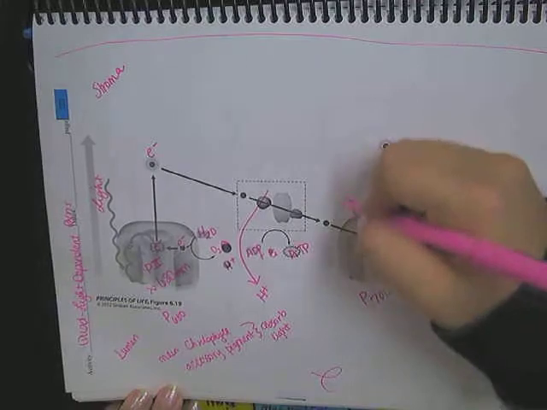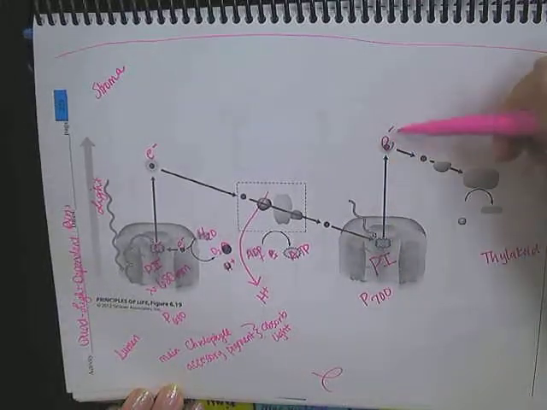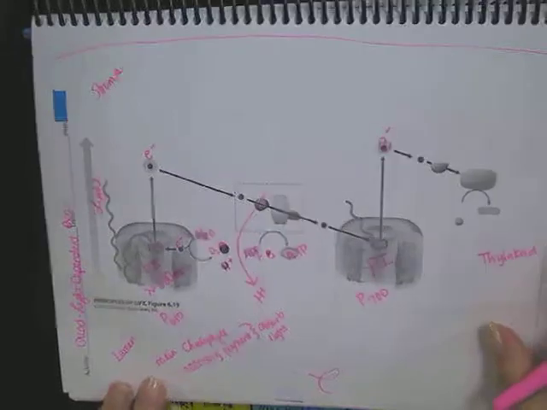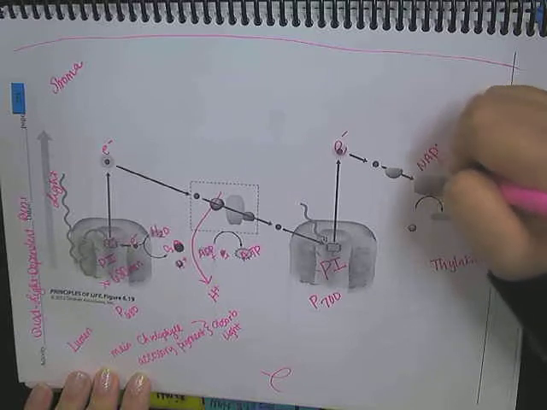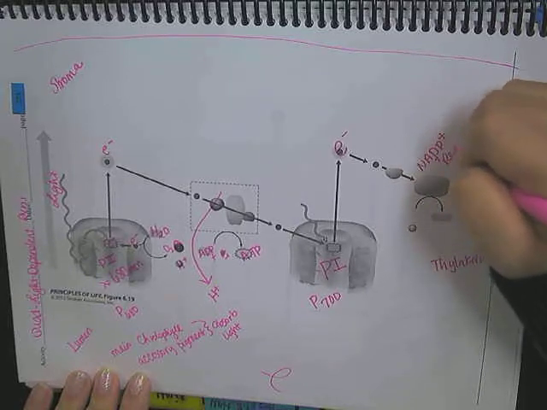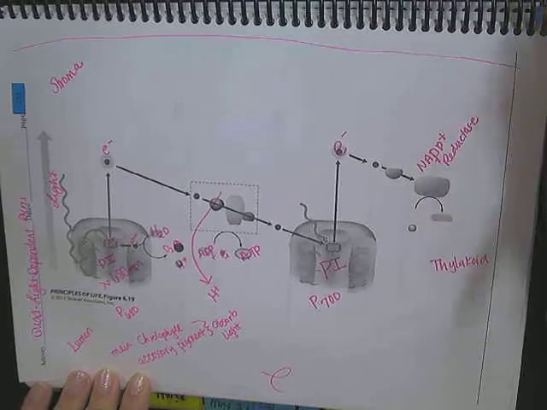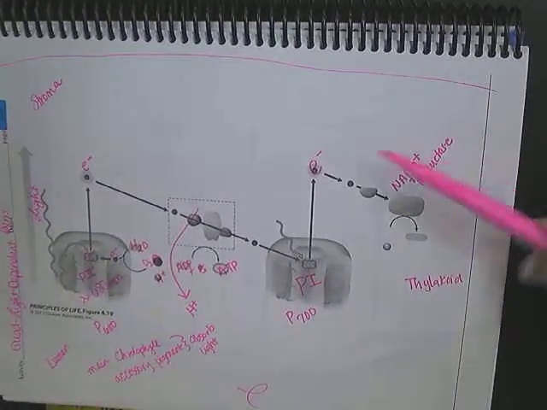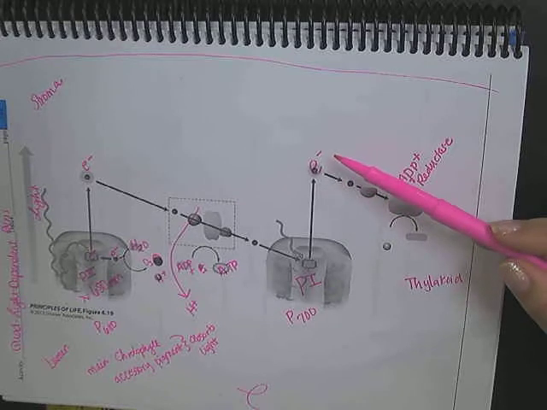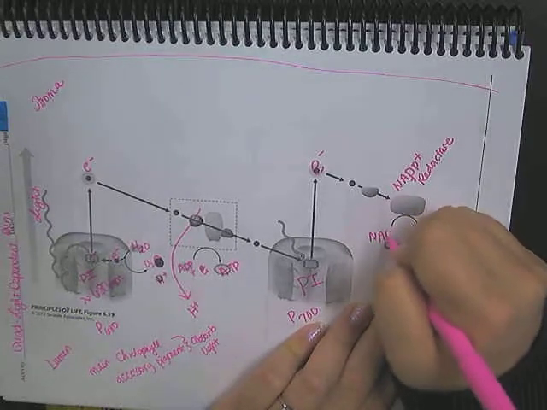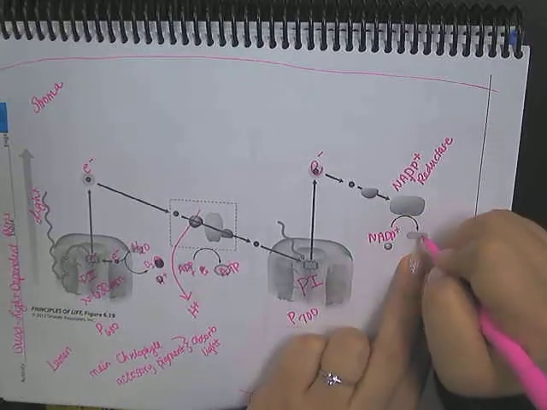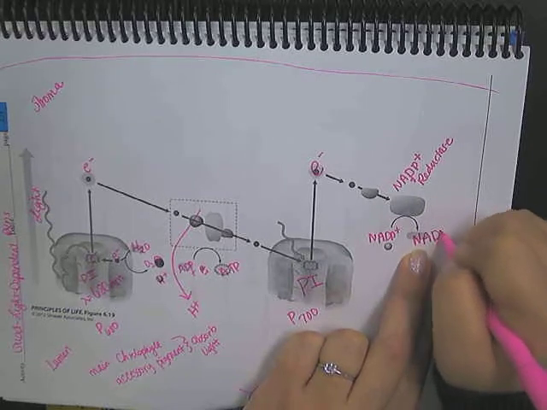The electron is going to get excited again. This time, instead of it being passed to a transmembrane protein, it's going to be passed to a particular enzyme called NADP+ reductase. So NADP+ reductase is the enzyme that will take that electron, and we're going to use this enzyme to attach the electron to the final electron acceptor in this particular pathway, which is NADP+. So this is going to get reduced down to NADPH.